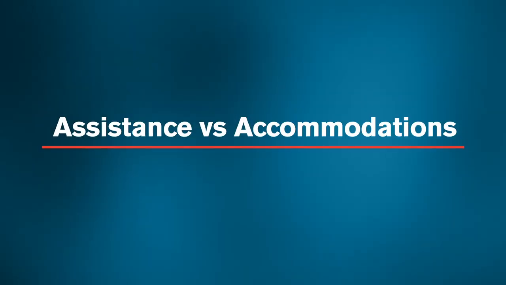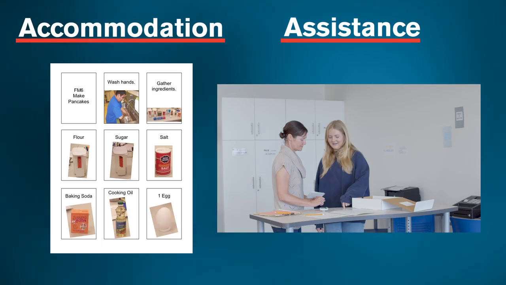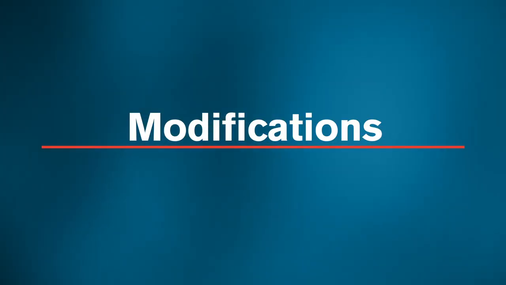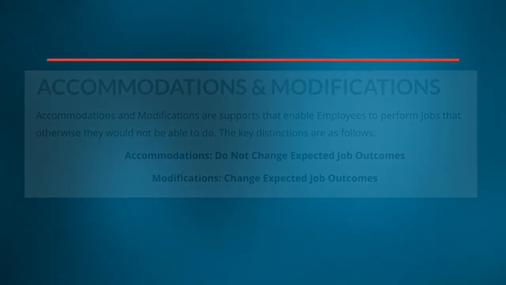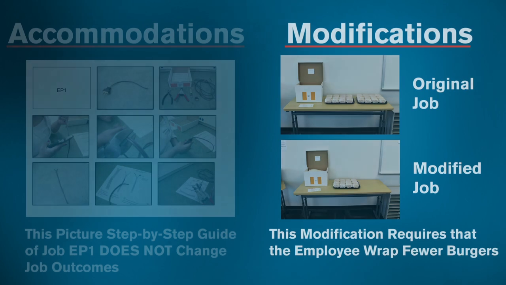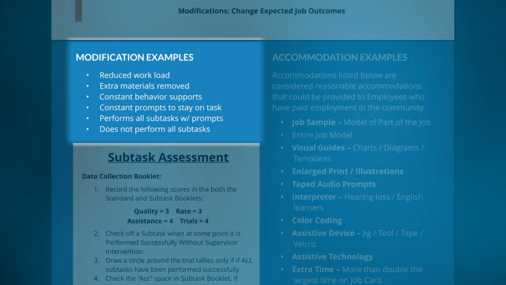It can be difficult to distinguish between assistance and an accommodation. Remember, an accommodation stays with an employee while they attempt a job. Assistance is given to an employee before they attempt a job. A modification, like an accommodation, makes a job easier for an employee. However, unlike an accommodation, modifications change the outcome of the job. Common modifications include reduced workload or ongoing prompts throughout the job.